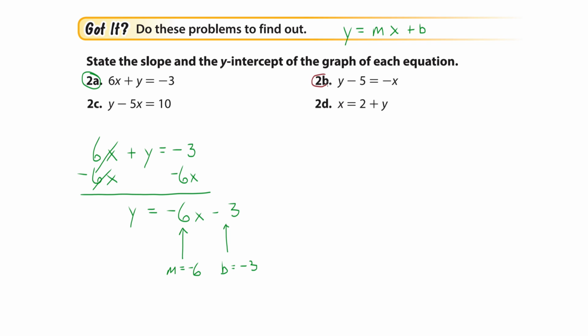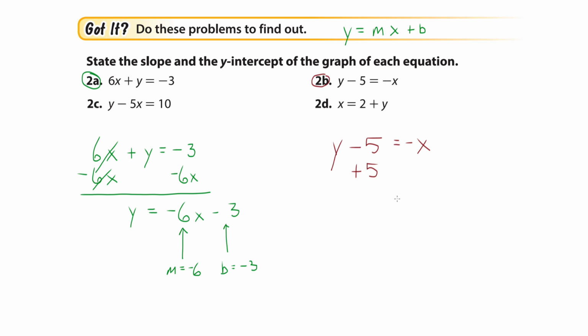For 2b, we have y minus 5 equals -x. And again, we want just a y equal. So if we look at this equation here, it has y, but then there's a -5 on the y side, and I want this -5 to not be there. So how do we get rid of a -5? Well, we put a +5.